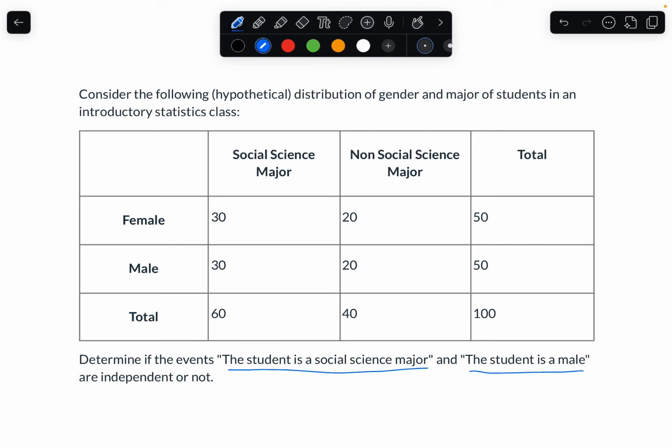Now, oftentimes if we are just working with events that are relatively easy to understand and wrap our head around, things like flipping a coin or rolling a die, we can usually intuit whether or not those are going to be independent. But I think it's a lot more difficult, particularly when we're working with a two-way table.